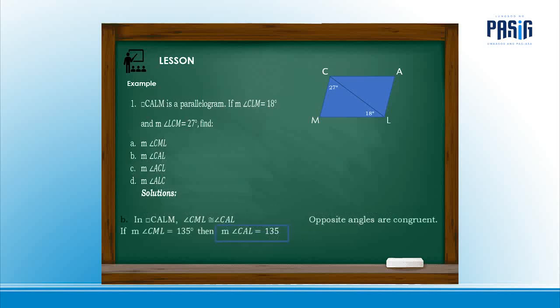Solutions for letter B, to find the measure of angle CAL. In parallelogram CALM, angle CML is congruent to angle CAL, since opposite angles of a parallelogram are congruent. If the measure of angle CML is equal to 135 degrees, then the measure of angle CAL is 135 degrees also.